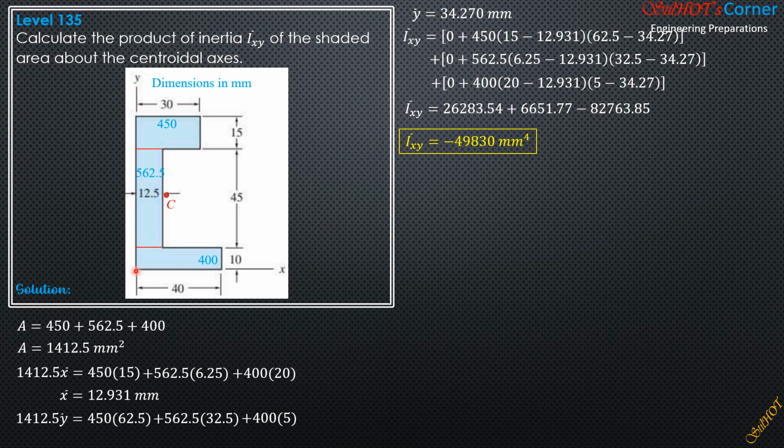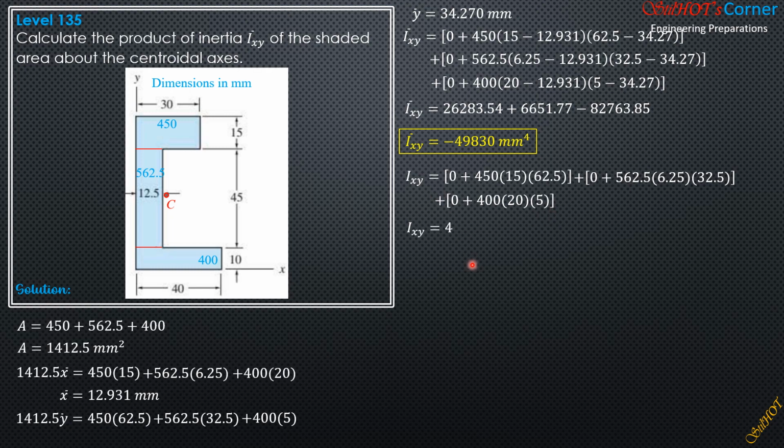For the other solution, let's compute for Ixy of each. Let's transfer it to the xy axis. Then let's apply the parallel axis theorem to solve for I bar xy. Anyway, we already computed bar x and bar y. So Ixy equals I bar xy plus area of the entire region bar x bar y. So that's simpler in this situation. So Ixy equals 0 for this rectangle here. Then 450, bar x is 15, bar y is 62.5. For this rectangle here, plus 562.5, bar x 6.25, bar y 32.5. Then for this rectangle here, bar x 20, bar y 5.